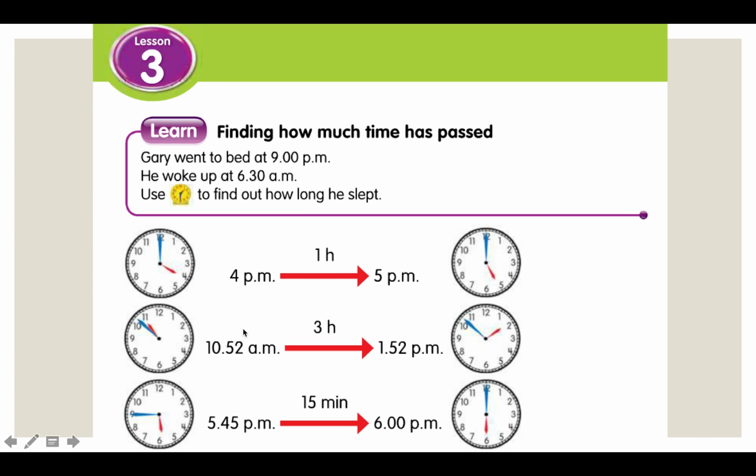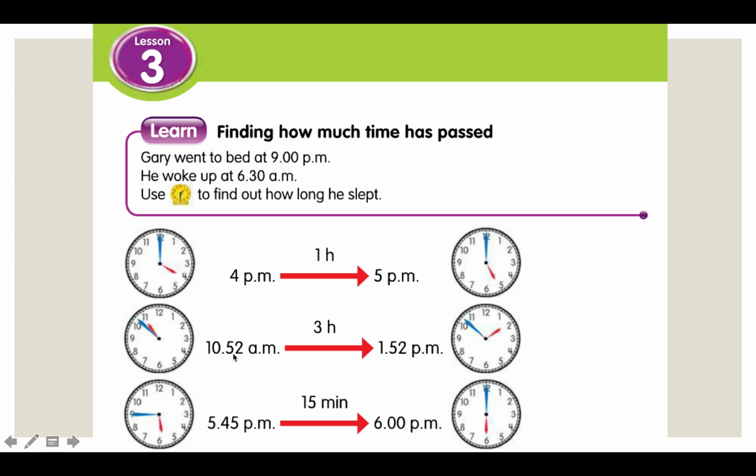Now, what if I give you the starting time? Maybe a baby slept at 10:52 a.m. and he woke up at 1:52 p.m. What is the duration in between? Now, you must know that after 10 o'clock, it is 11 o'clock and it becomes 12 o'clock, then it goes to 1 o'clock. There's no such thing as 13 o'clock. We say it as 1.